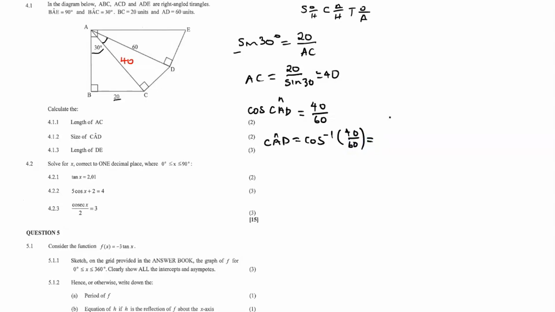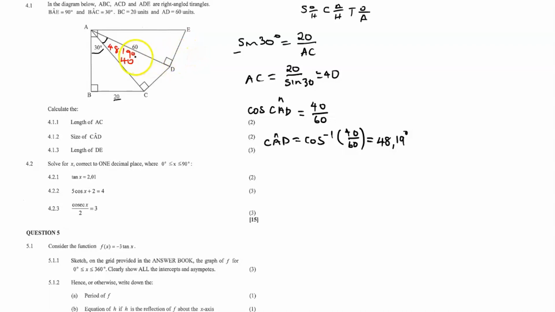And then it's going to be 48,19. So this is 48,19 degrees. And then now they say to you, find the length of DE. So this is our DE.